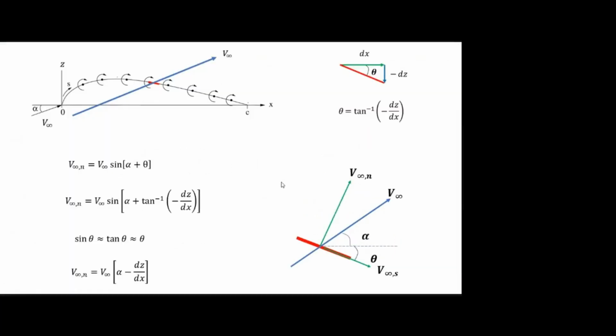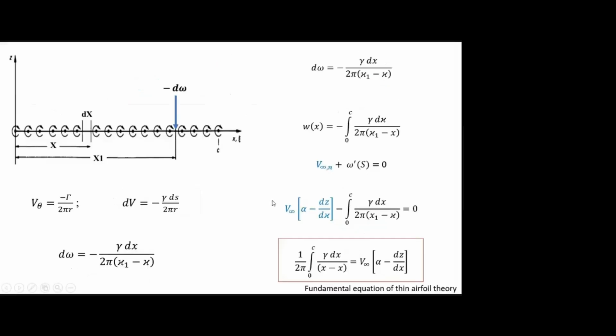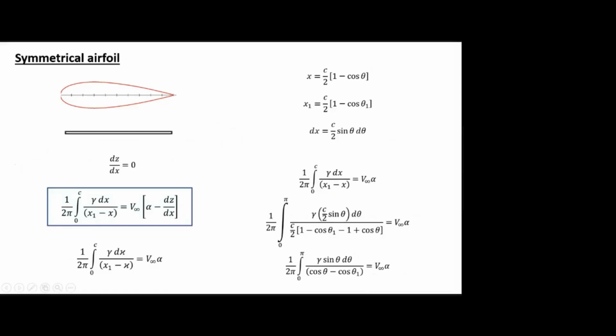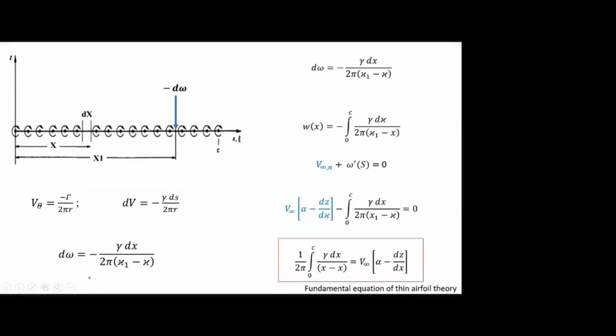This equation, where will we be using it? This is the fundamental equation. From this equation only, we will find small gamma for different airfoils. From this fundamental equation, we will find small gamma, then capital gamma, then lift, then moment, and so on.